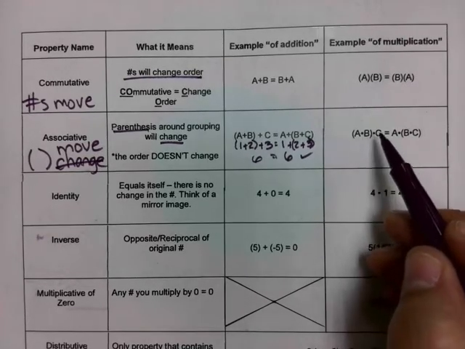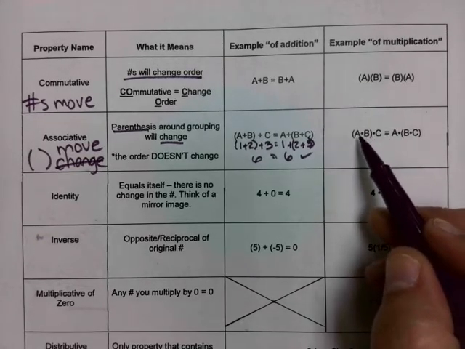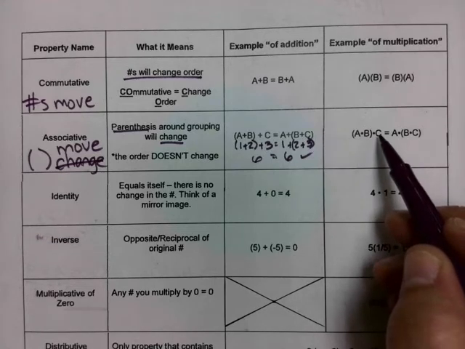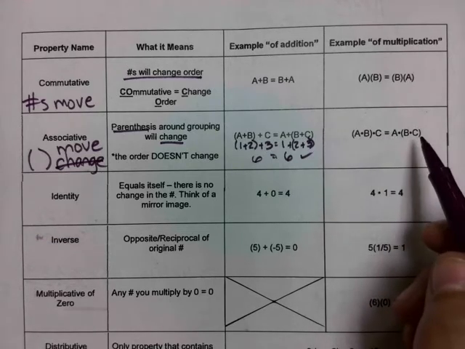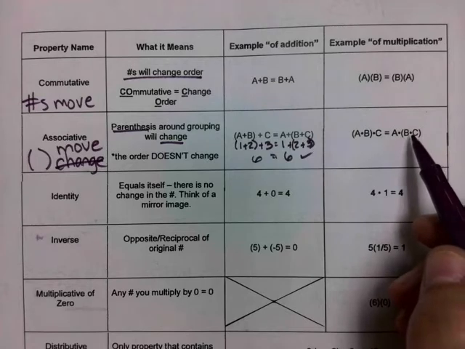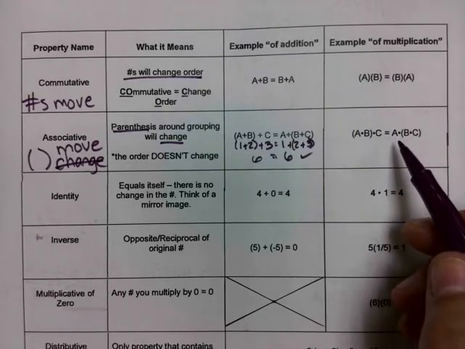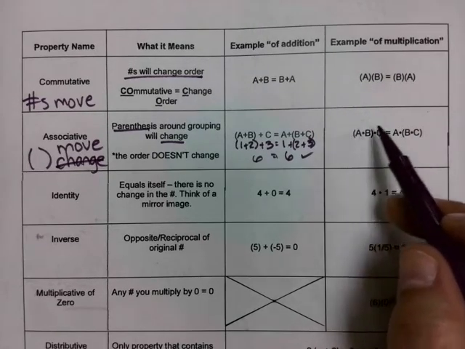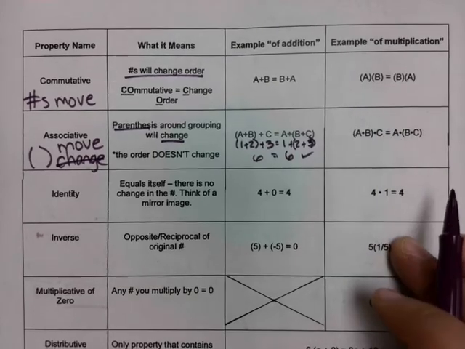All right, same thing for multiplication. I have A times B times C. If I group the A and the B and then multiply that product by C, I'll get the same answer that I would get if I multiplied the B and the C and then multiplied that product by A. It doesn't matter. The parentheses moving doesn't change the value.